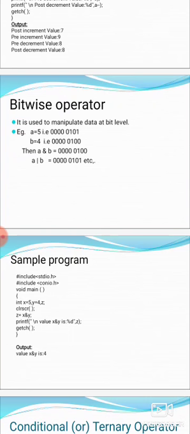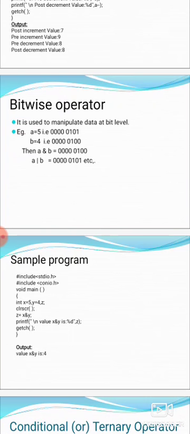When you perform the AND operation, the truth table for AND is: when the values of a and b are 0, 0, the output is 0. When it is 0, 1, the output is 0. When it is 1, 0, the output is 0.